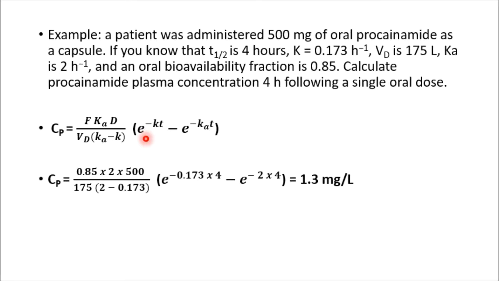Just be careful about the units. So we have here in milligram, and the plasma concentration should be calculated as milligram per liter, because we are going to use the liter of the volume of distribution. So the resulted concentration will be 1.3 milligram per liter.